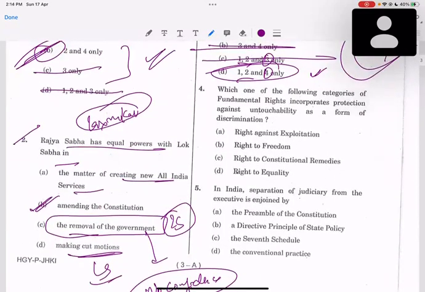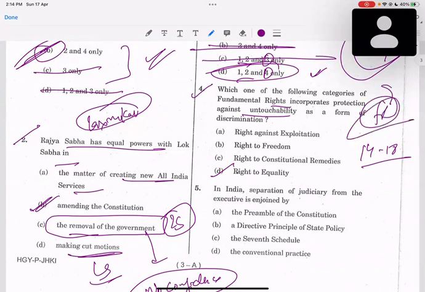Okay. Which one of the following categories of fundamental rights incorporates protection against untouchability? Direct question, it comes under right to equality. It talks about Article 14 to 18. All right. Simple question, direct, and every year from this fundamental rights section, a question is coming. Fundamental rights and preamble. So do read this, because since the last 3-4 years, what we are seeing is a change of trend, and these polity-based questions, these 6 questions, are coming.